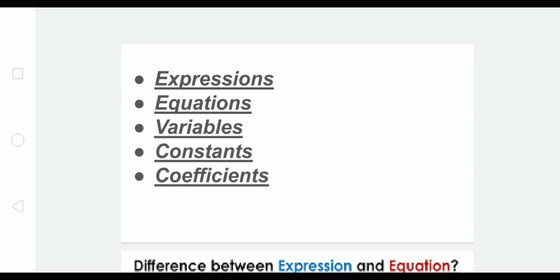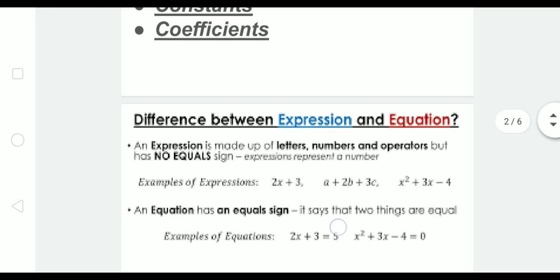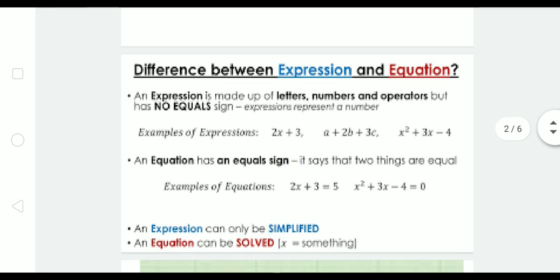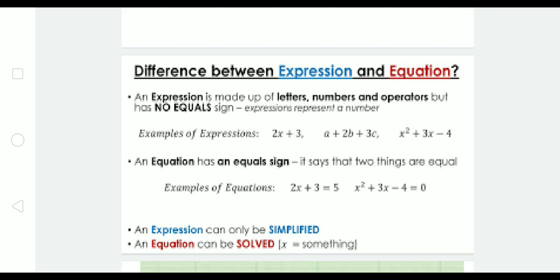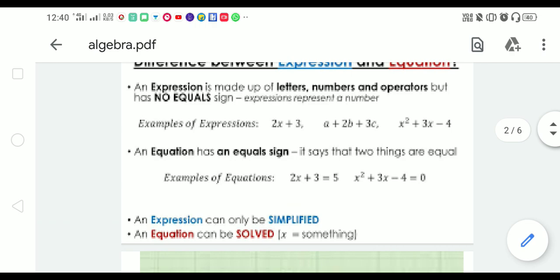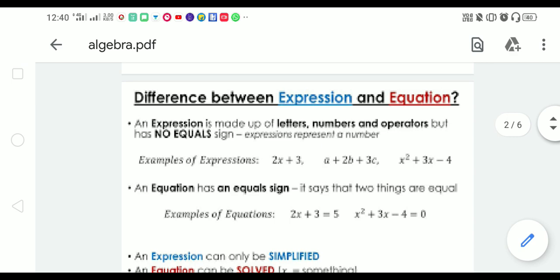In this chapter, we have to discuss these terms, which are expressions, equations, variables, constants, and coefficients. Let's see the difference between expressions and equations. Expressions are those which include constants, variables, and operations such as plus and minus, and which do not contain the equals to sign. Those are called expressions.